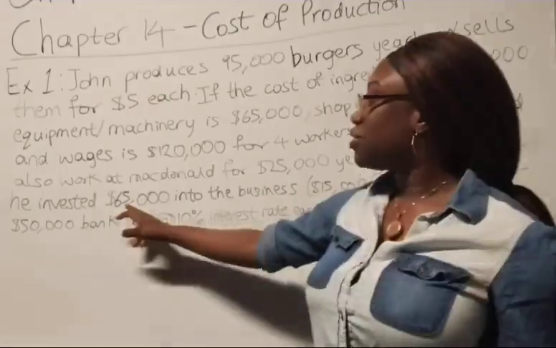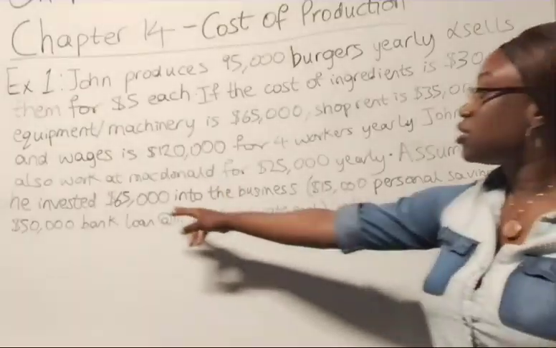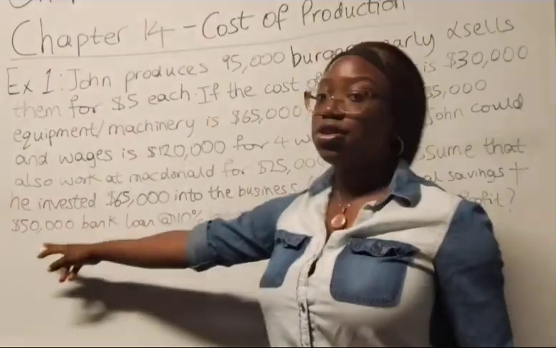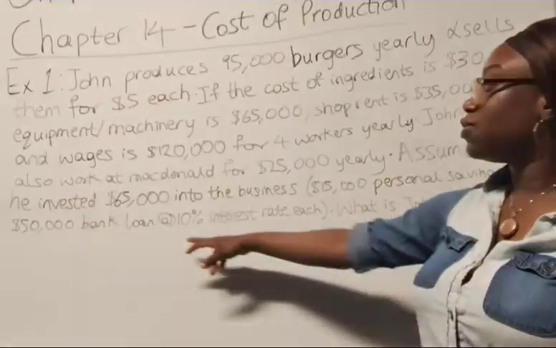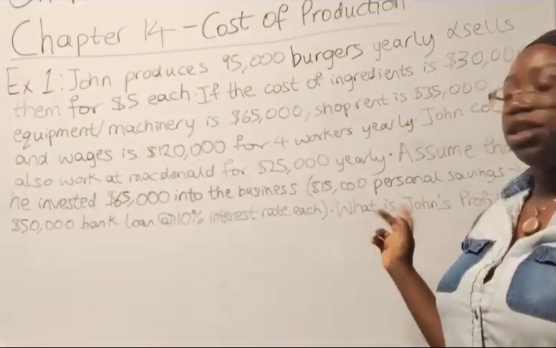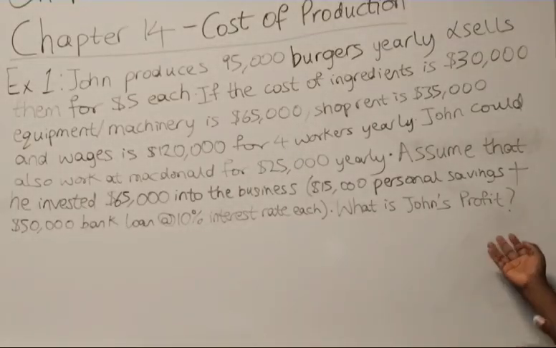Assuming that he invests $65,000 into the business, out of the $65,000, he gets $15,000 from his personal savings, and then he takes $50,000 from the bank as a loan, and each of these, the savings and the loan, earns a 10% interest rate, right? Assuming. Okay, so now we have to calculate John's profits.